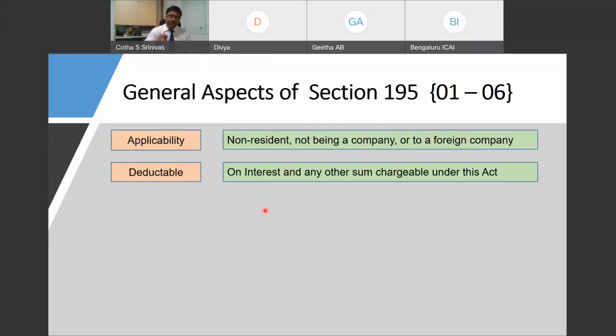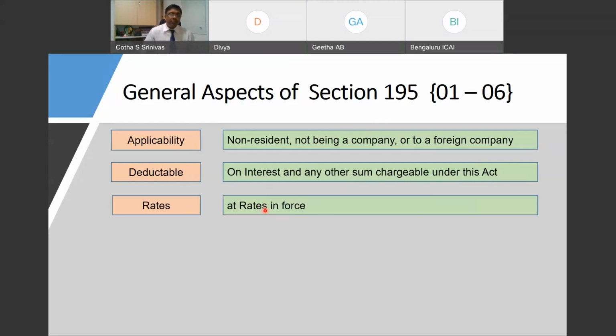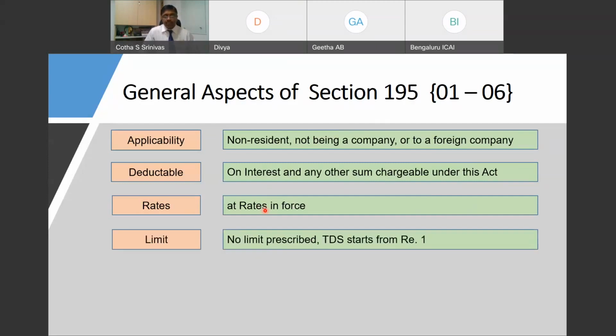So whenever we are making payment to a non-resident, we should see what is the nature of income, whether that income is subject to taxation under the Income Tax Act 1961. We have to see if it is chargeable to tax. If that income is subject to tax under the Income Tax Act, then the person who is making that payment to a non-resident is supposed to deduct TDS under section 195. What are the rates? Rates in force, which I have already explained. Limit, this also I said, no limits prescribed. TDS starts from Rupee 1.